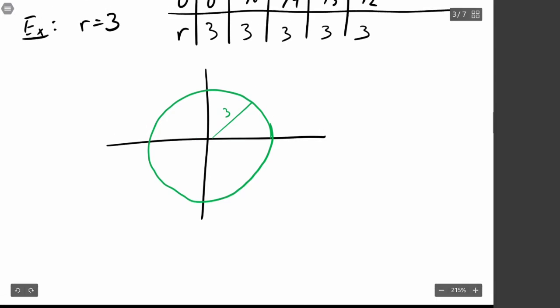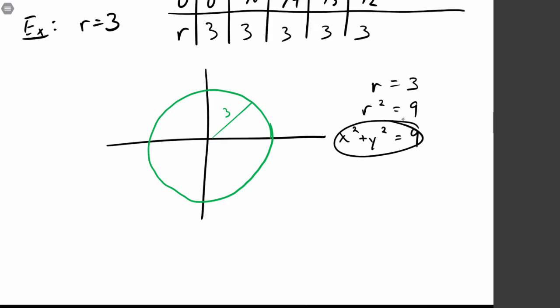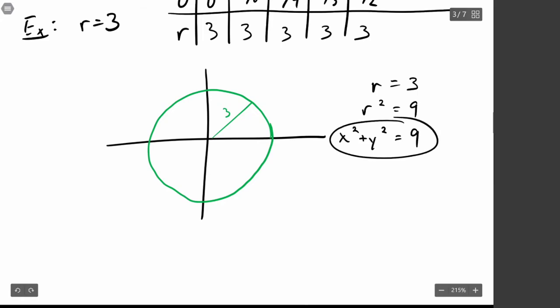Well, we know that we have an equation for r squared. So if r is 3, then r squared is 9. We know r squared is x squared plus y squared. And hey, look, that was an equation of a circle of radius 3, right? So it shouldn't be a big surprise.